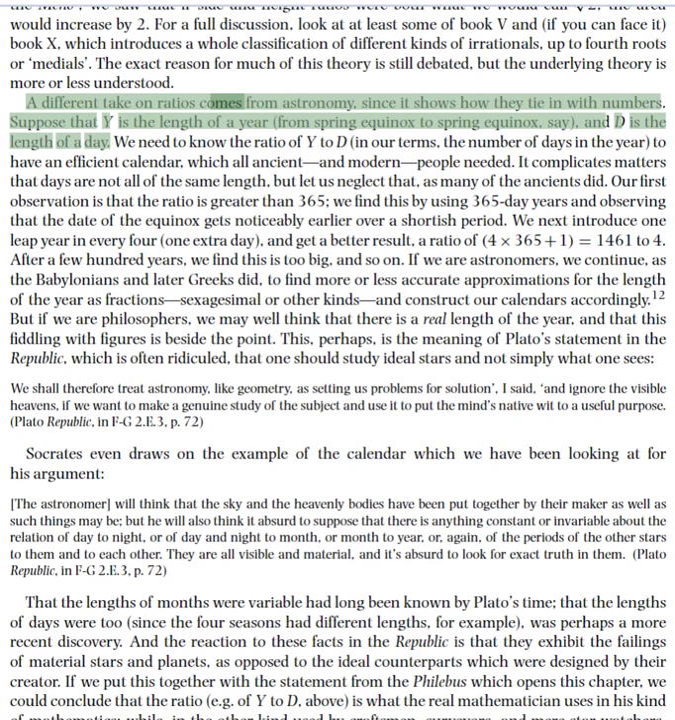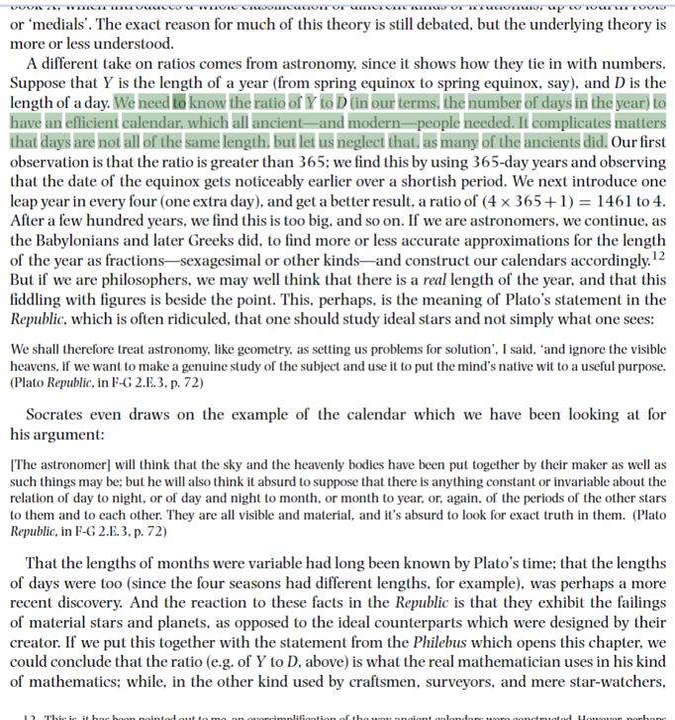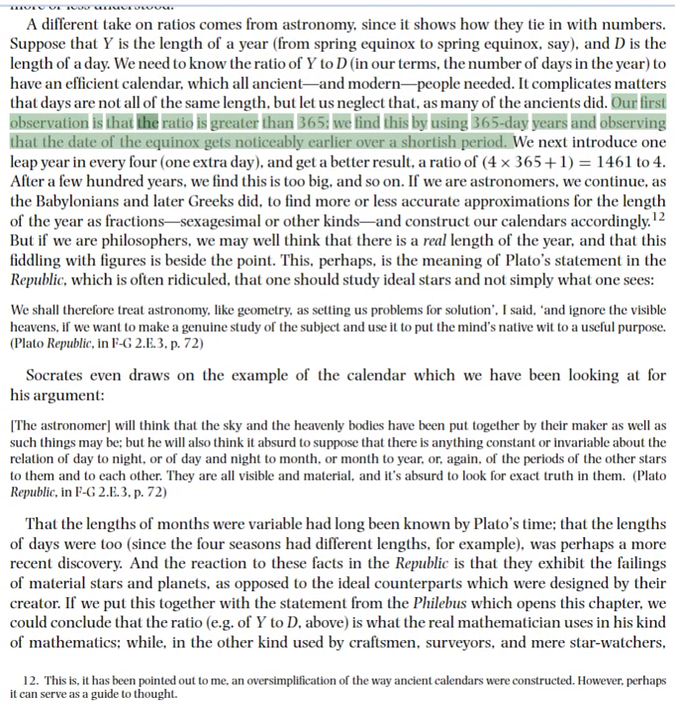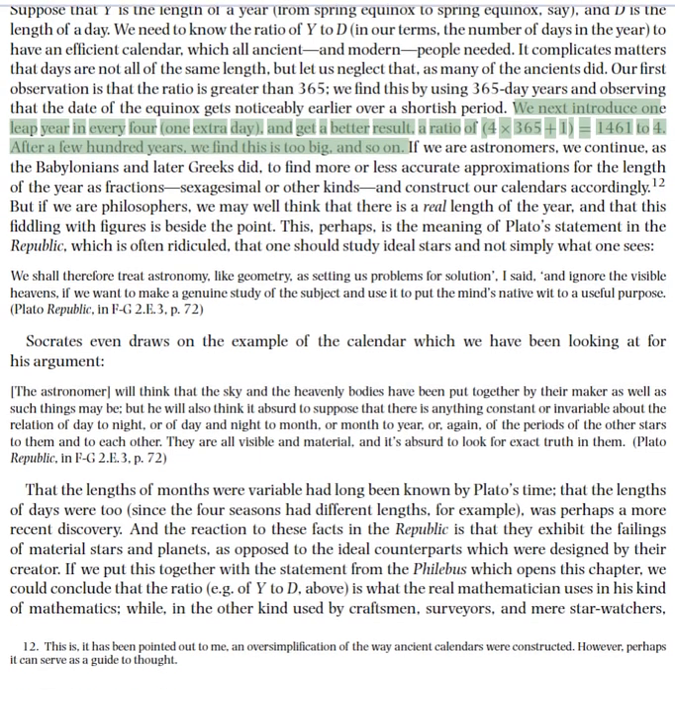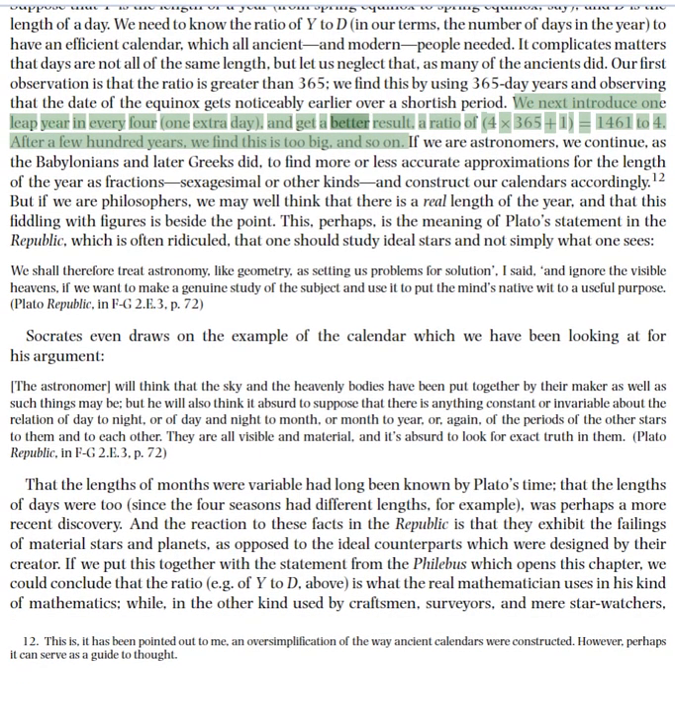A different take on ratios comes from astronomy, since it shows how they tie in with numbers. Suppose that y is the length of a year, and d is the length of a day. We need to know the ratio of y to d to have an efficient calendar, which all ancient and modern people needed. It complicates matters that days are not all of the same length, but let us neglect that, as many of the ancients did. Our first observation is that the ratio is greater than 365. We find this by using 365-day years and observing that the date of the equinox gets noticeably earlier, over a shortish period. We next introduce 1 leap year in every 4, and get a better result, a ratio of y to d equal to 1461 to 4.